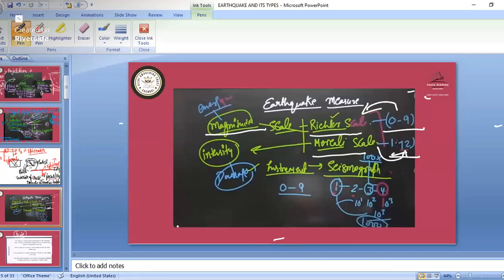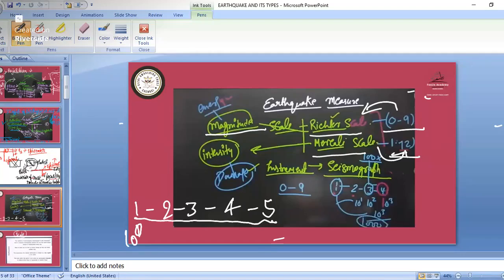Now in the seismograph, how will we see it? On the Mercalli scale, if you see on the seismograph, 1, 2, 3, 4 lines will be mentioned. When it is mentioned, what does it mean? 1 will be 10 to the power of 1. Sorry, it will be measured as 10 to the power of 0. So this 1, 2, 3, 4 will be measured on this particular Mercalli scale.